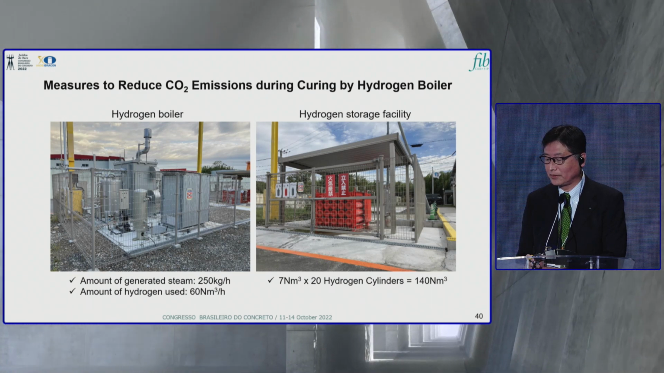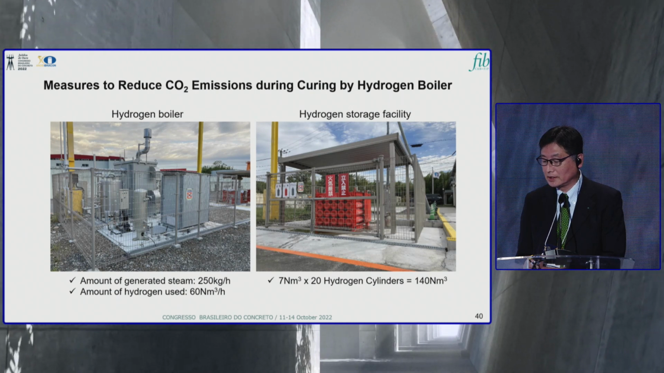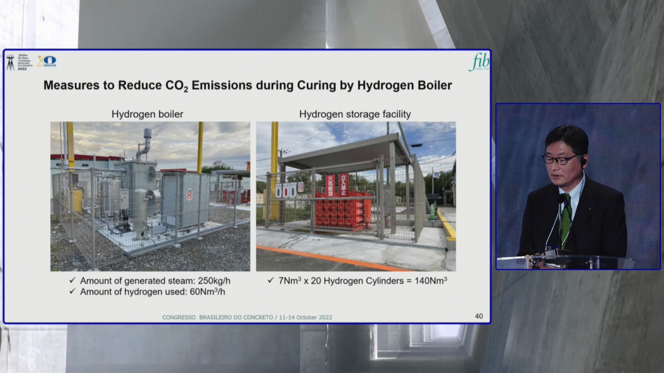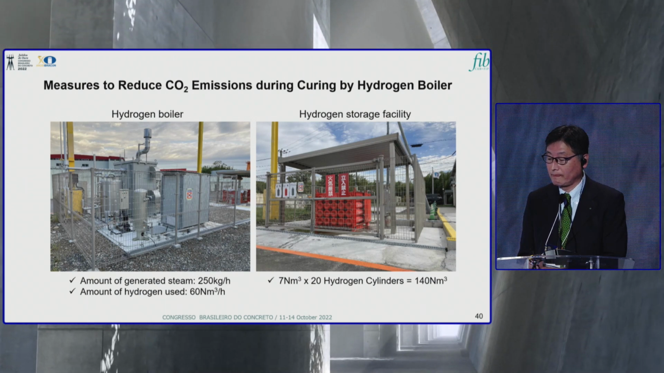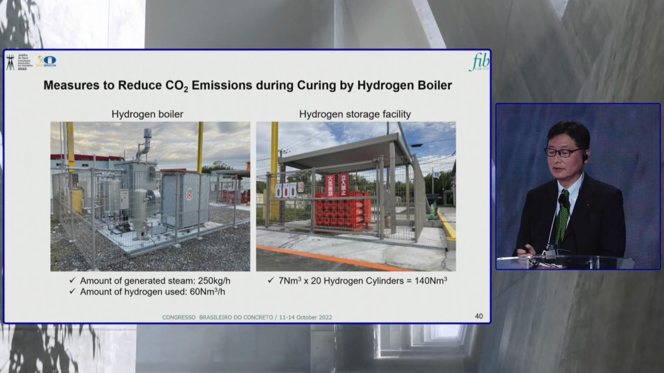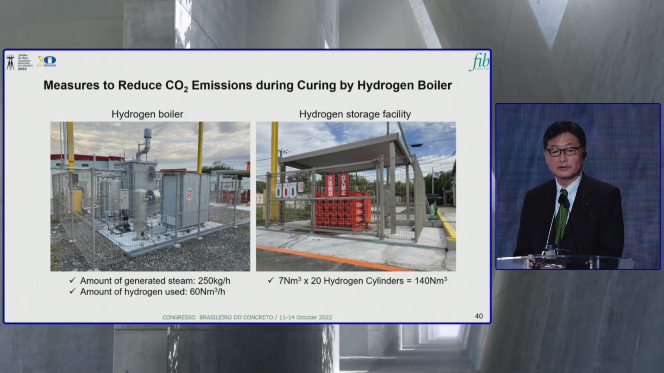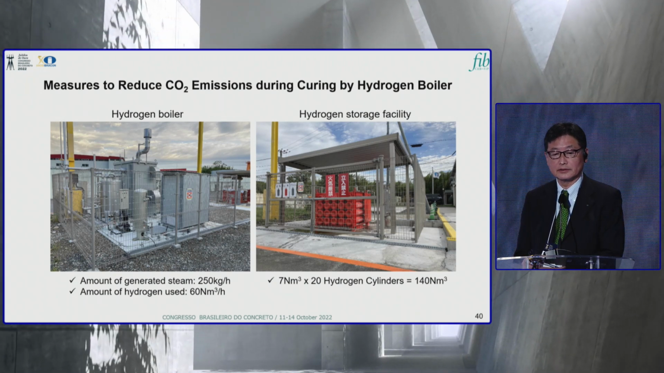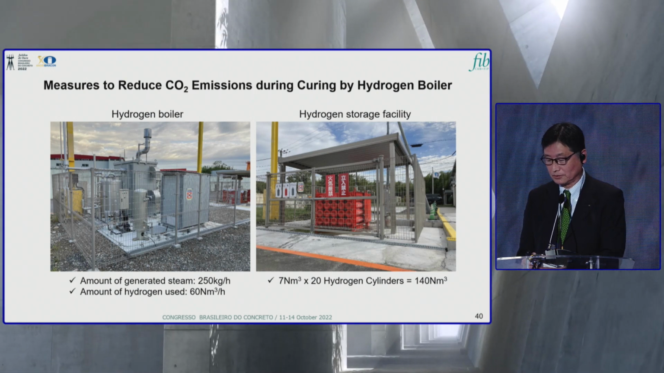capacity of this boiler is very small, 250 kilos per hour, and the amount of hydrogen used is only 60 normal cubic meters per hour. So this reduces CO2 by only a few percent, but in the future, if the hydrogen price is very low, it is one possibility to reduce the CO2 from the steam curing of the low carbon concrete.